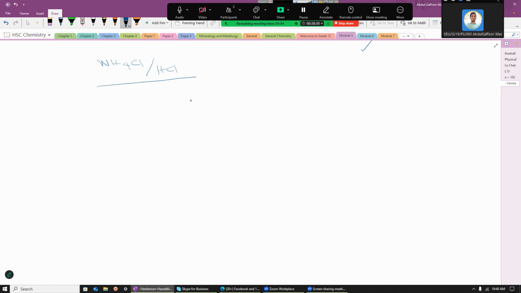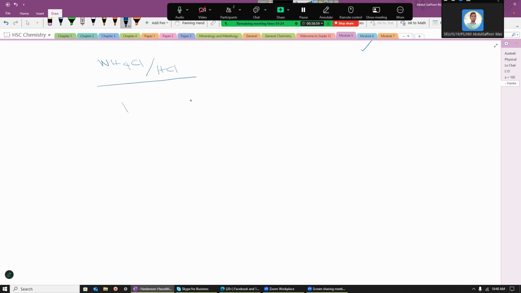So NH4 and then Cl. So this dissociates to NH4 plus and Cl minus, and H plus and Cl minus. If you add OH minus, the pH won't change. If you add H plus, the pH will change. Why? Because we have nothing to convert it into HCl, right? HCl cannot be produced by combining H plus and Cl minus.